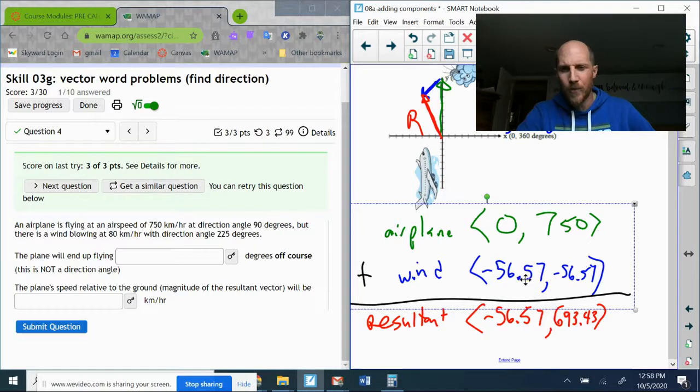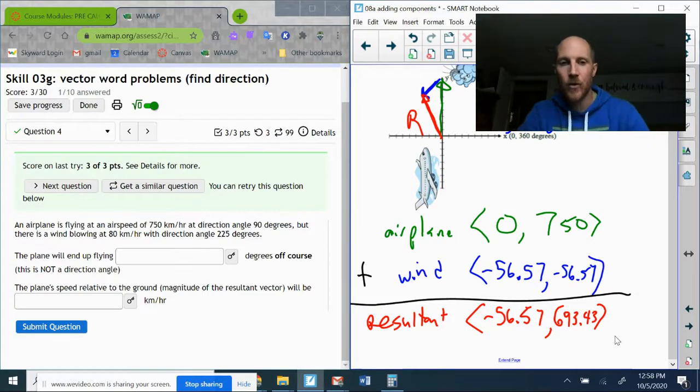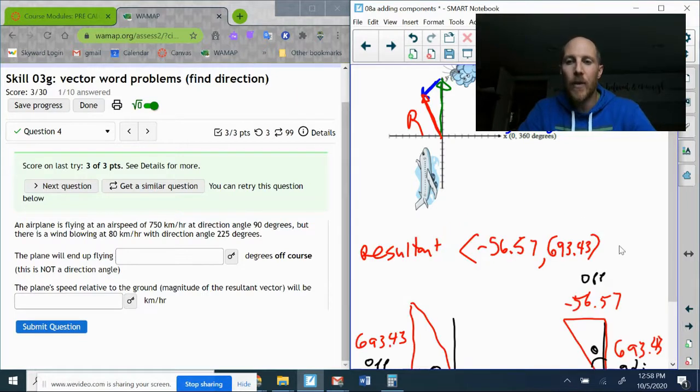It was negative 56.568 or something like that, and anyway, I rounded to two decimal places. Then once I have the components, I add straight down the x column and add straight down the y column. So here are the components of the resultant. That's not actually an answer that I need to enter, but I had to do all that work ahead of time. Once I have the resultant components, then I'm going to graph them.